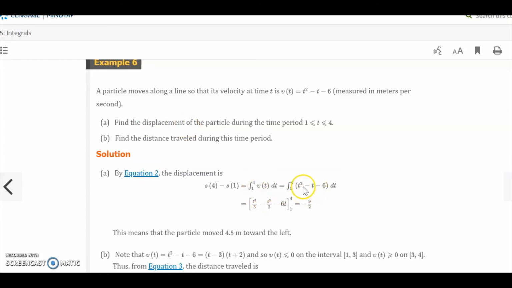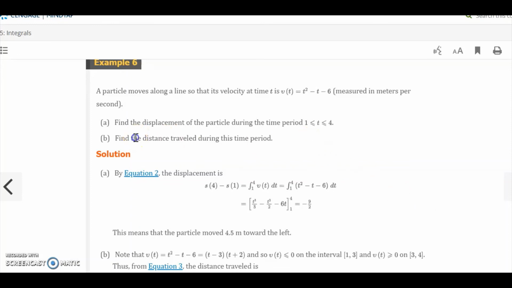Integrating, we just add 1 to the exponent and divide by that power. So we get t cubed over 3 minus t squared over 2 minus 6t, looking from 1 to 4. When we plug in 4 everywhere and subtract the value that we get at 1 everywhere, we end up getting minus 9 over 2. They didn't show the step where they plug it in, but that's how they get their answer. They're plugging in 4 first, and then subtracting, plugging in 1 everywhere. And you can double check that in your calculator.